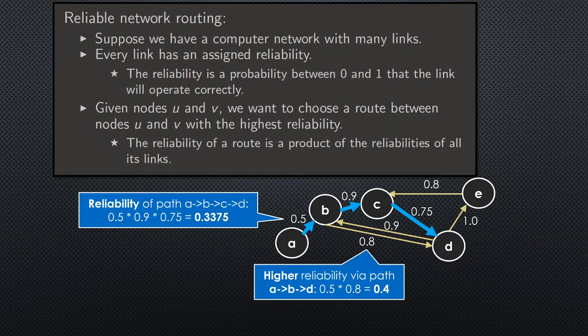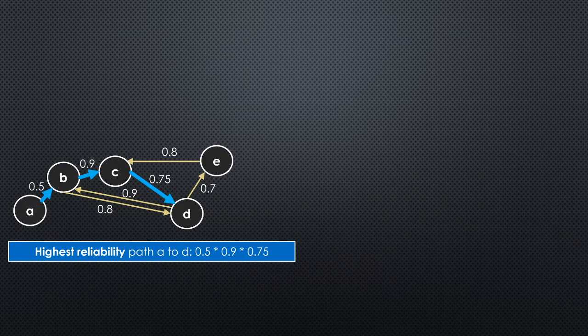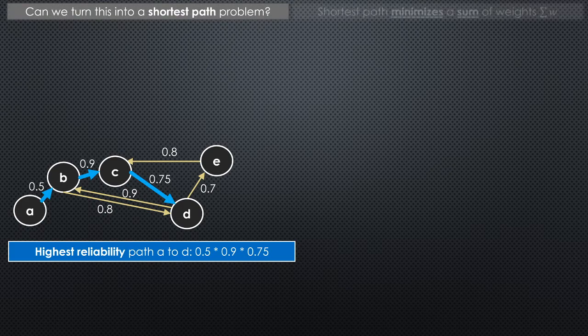There's a higher reliability we can get by just going from A to B to D. So A to B is 0.5, B to D is 0.8. 0.5 times 0.8, we get 0.4. That's a better reliability. So we want to find the highest possible reliability path, okay? So it almost sounds like shortest path in a sense, right? But, obviously not, because, can we express this as a shortest path problem?